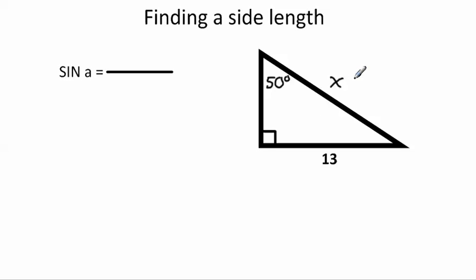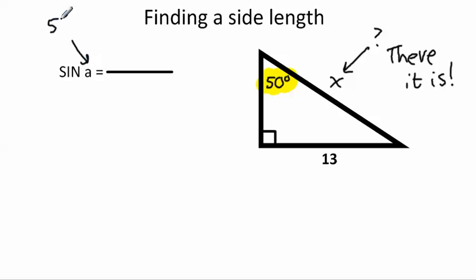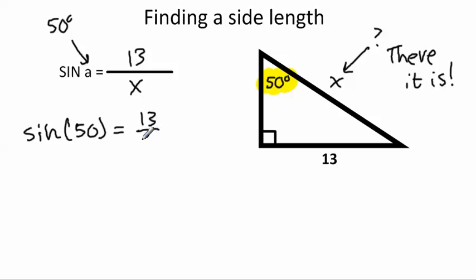Okay, now in this case, the hypotenuse is missing. We've got our angle measure, 50, and we want to find x. There it is. Found x. Ha, old joke. Okay, so going in for A is going to be 50 degrees. And opposite over hypotenuse. So that would be 13 over x. So here's what our calculation looks like. Sine of 50 is equal to 13 over x.